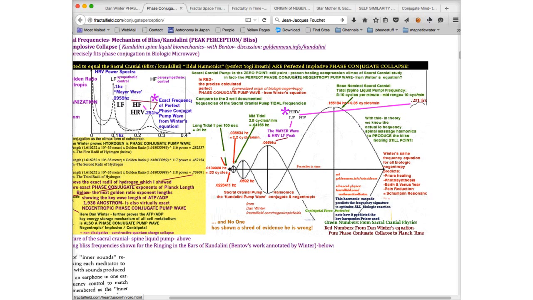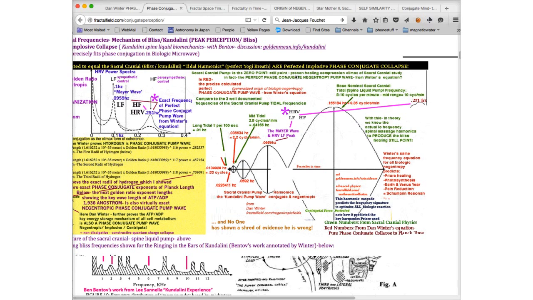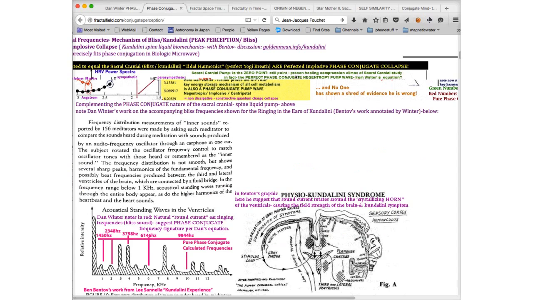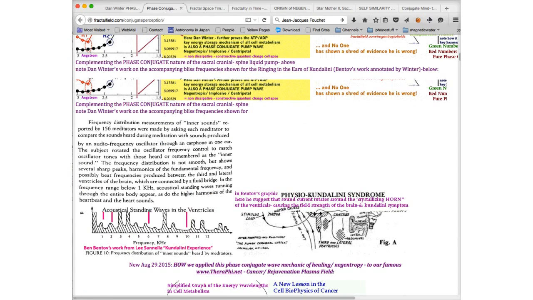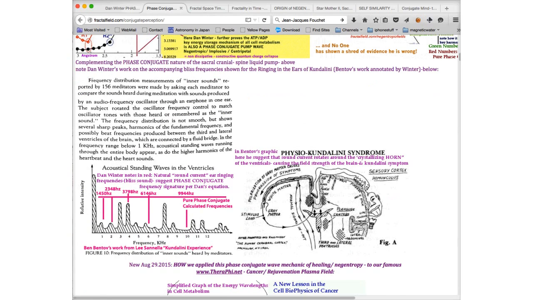And later we see that fits the chart from Bentov. Oh, here we have Bentov's chart. Here are the frequencies heard in the ears of meditators who had bliss, called Sangra, Song in the Blood, Physics of Kundalini. Bentov proved that if you phase lock the spine liquid pump with the ventricle liquids, you get horny. You conserve your sex juices. And that ringing frequencies in the ears heard by meditators, he graphed right here. And we see that many of the frequencies in that cascade also are phase conjugate implosive pump wave.